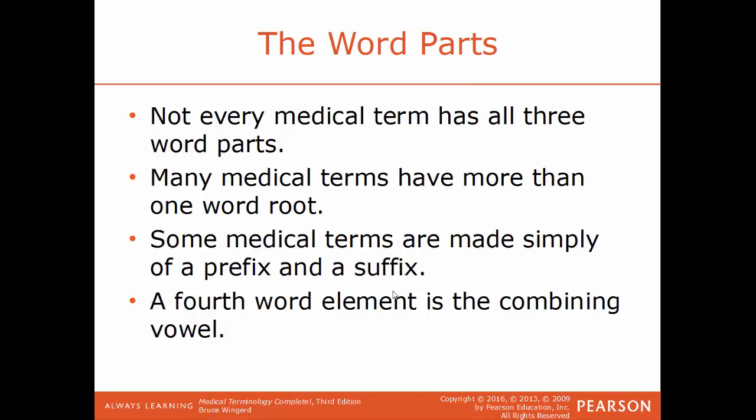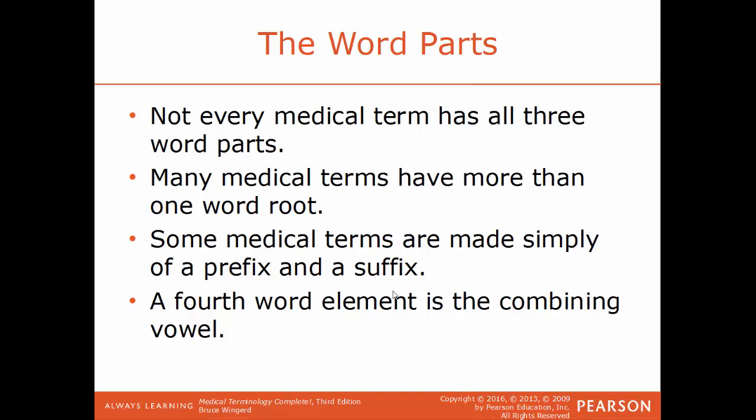Now, not every medical term will have all three of those word parts. Many medical terms will have more than one root word, so it's being able to recognize what certain prefixes mean, what certain suffixes mean, what certain word roots mean. And some medical terms are made simply by adding just a prefix or just a suffix. And then a fourth word element of a medical term is the combining vowel. We'll talk about that more.